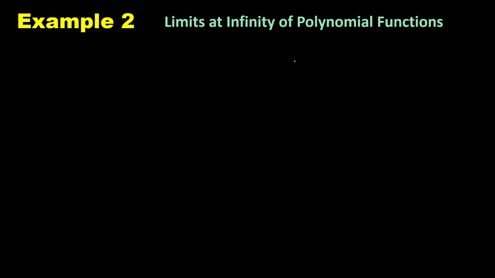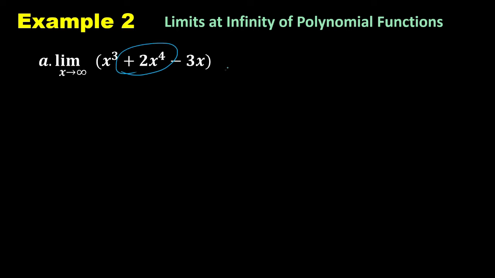Okay, so let us try to answer some additional examples. Let's see, we have the limit of x cubed plus 2x raised to 4 minus 3x as x approaches infinity. So we're going to consider the term with the highest degree. So that would be 2x raised to 4. Applying x approaches infinity, we have 2 times infinity raised to 4. A very large number raised to 4 would be a positive number, times positive 2 would be positive infinity.